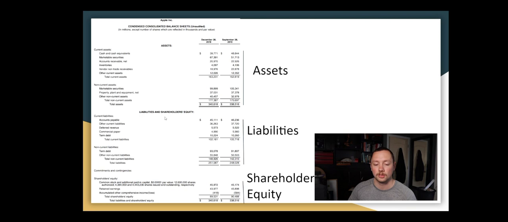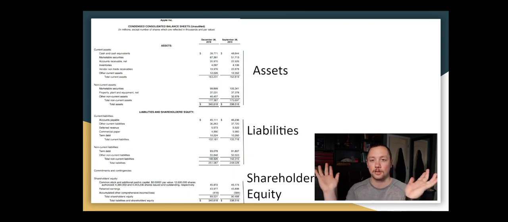If we look at the liabilities and shareholders' equity, we can see current liabilities, non-current liabilities, and this line right here, total liabilities of $251 billion. We can also see total shareholders' equity of $89 billion. And when you add up liabilities and shareholders' equity, it equals $340 billion, the exact same amount that the assets equal on the Apple balance sheet.